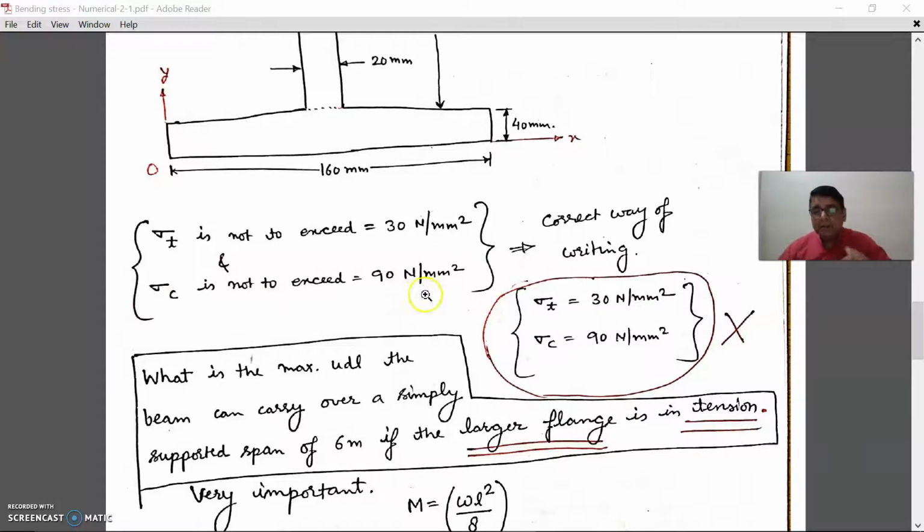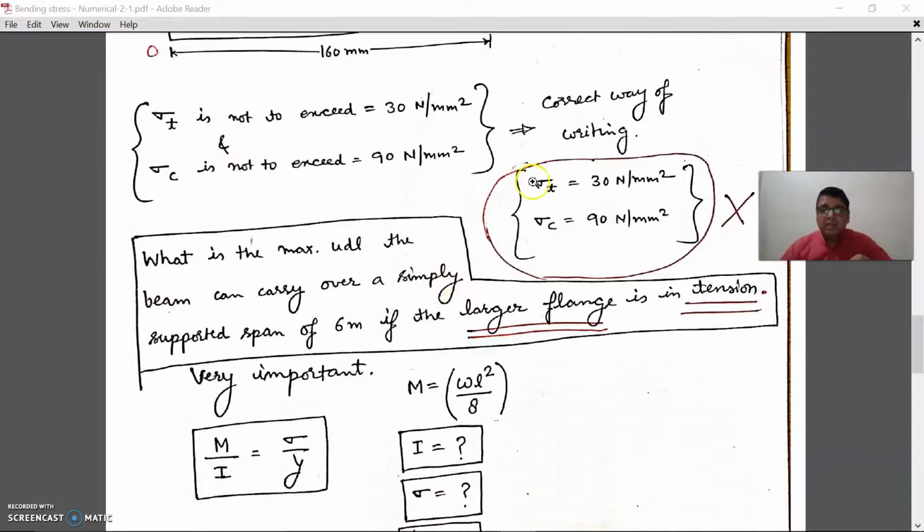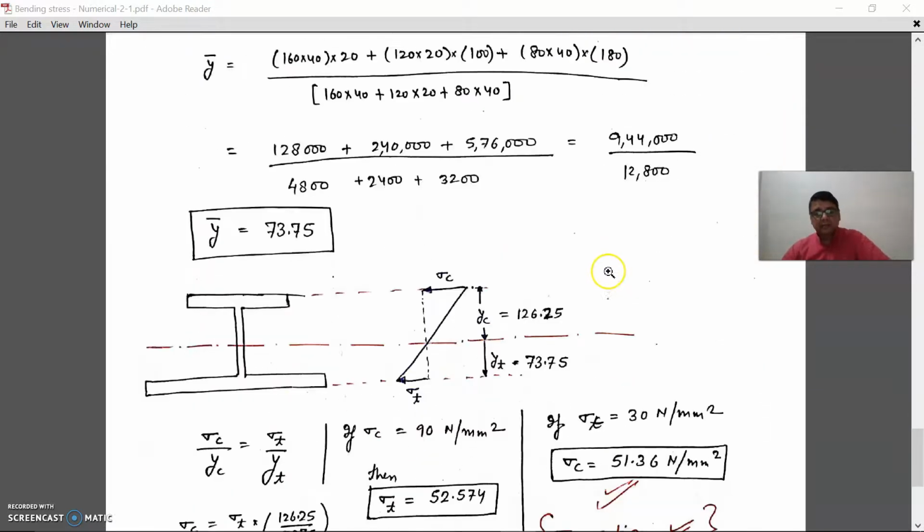That means the permissible limit of tensile stress is only 30. That means the beam, if it experiences, in case of tensile stress, let us say 35 Newton per mm square, then it may fail because of tensile stress. But in that case, it is not necessary that it will experience more than 90. It may experience less than 90 also, but it will fail because of tensile stress. Same is the case for compressive also, right? So these two values will not go together. These two are the two permissible limits of tensile and compressive stress.